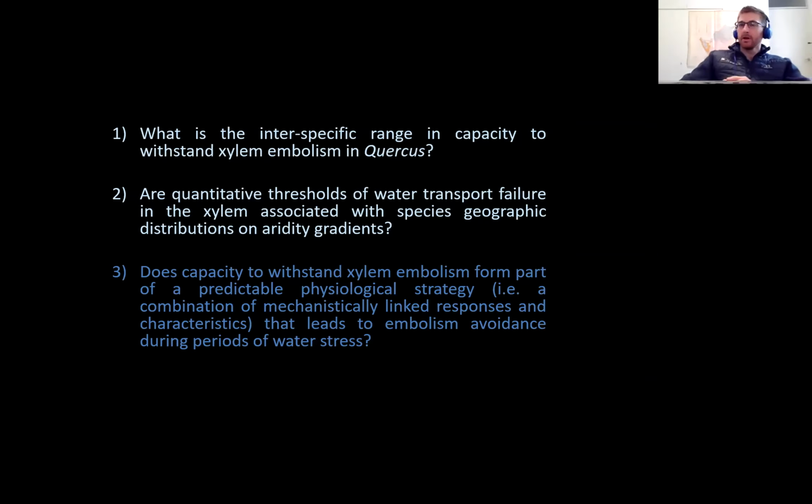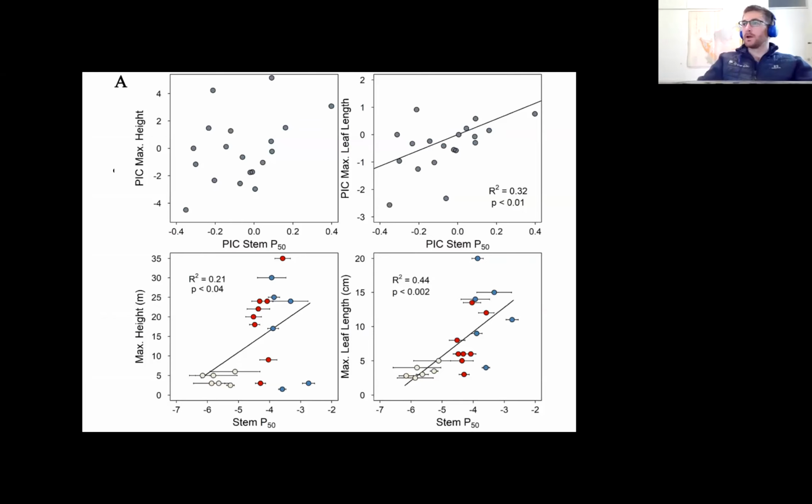So the final question that we can ask is whether this physical capacity to withstand embolism forms part of a predictable strategy or set of behaviors of different species, incorporating a number of other functional traits pertinent to water loss, and whether this results in embolism avoidance in the field when combined with the site that the individuals are growing in.